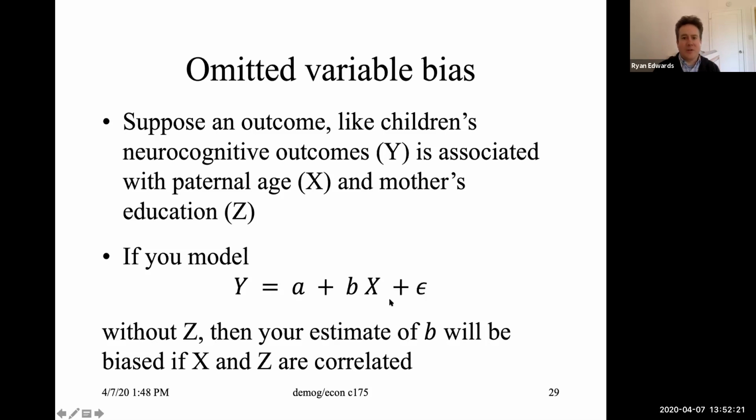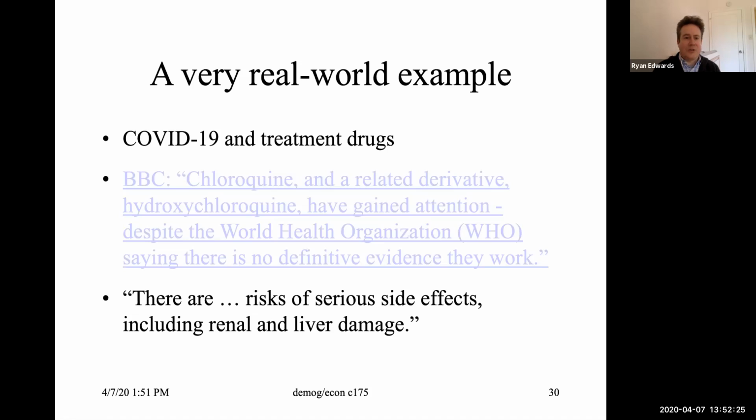And it's also a very standard thing even today with the coronavirus. If you've listened to any of the president's news conferences, you were guaranteed to have heard that there's something out there that treats malaria called chloroquine, and a related derivative, hydroxychloroquine, that have gained attention despite the WHO saying there is no definitive evidence that they work. This is an omitted variable bias story because, as we'll talk about more, with this drug treating coronavirus there has been no control group to compare to. There's no way of disentangling whether it's the effect of this drug that may be positive versus anything else.